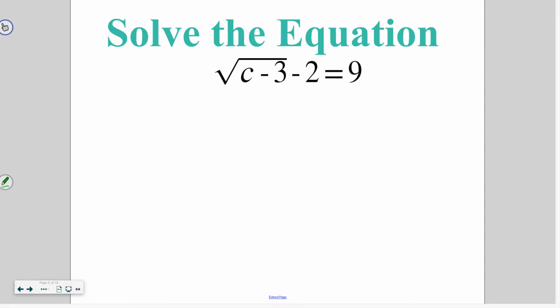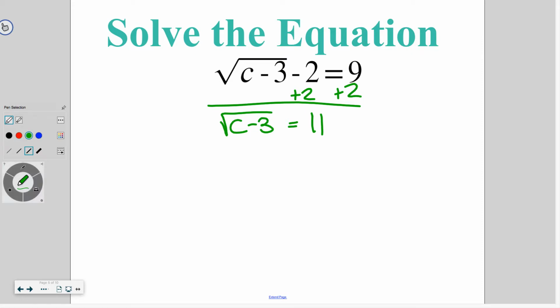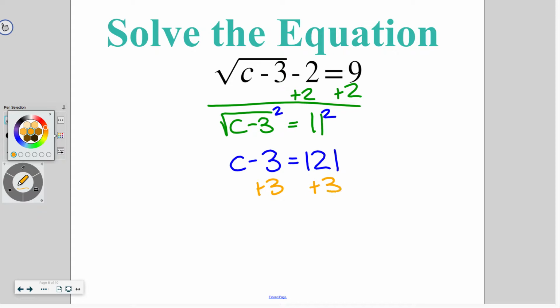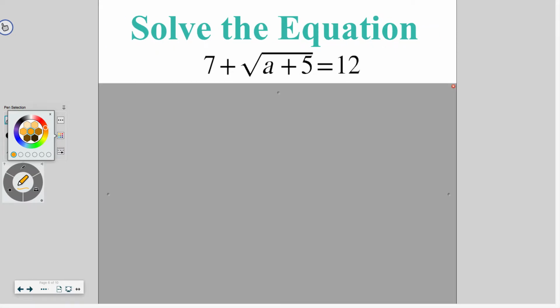Next one we've got going on here. Again, getting rid of things outside of the square root first. So I'm going to add 2 to both sides, which gives me the square root of c minus 3 is equal to 11. To get rid of the square root, I'm going to square both sides. So I have c minus 3 is equal to 121. And then to finish solving that, I need to get rid of the 3. So I'm going to add 3 to both sides, giving me a final answer of c is equal to 124. Go ahead and try this one on your own.